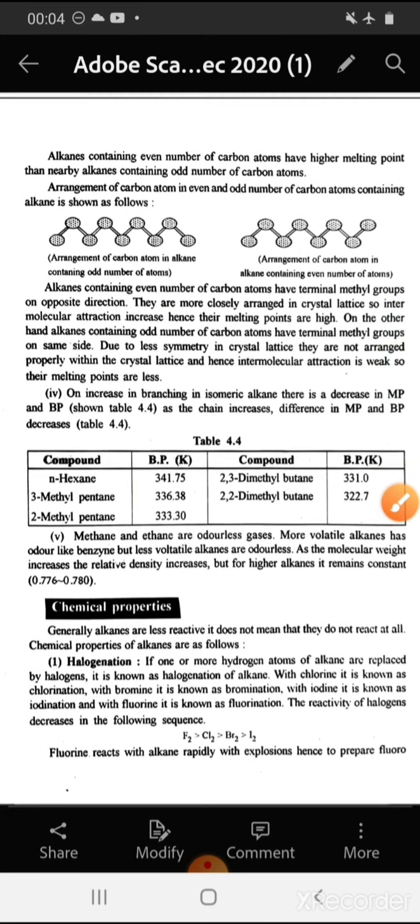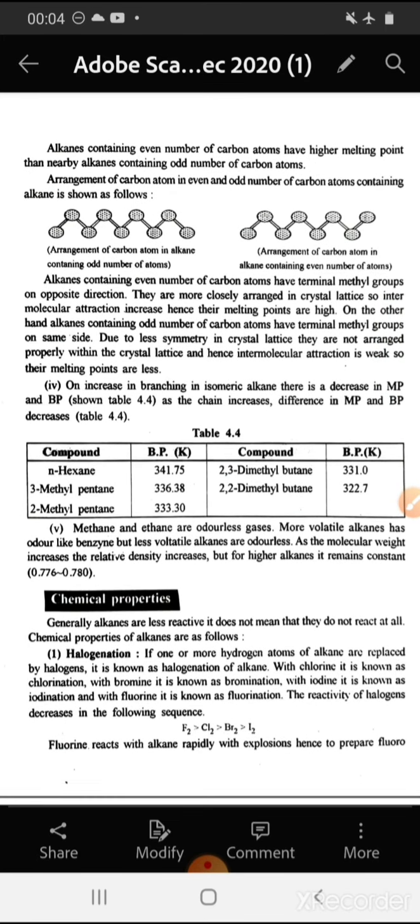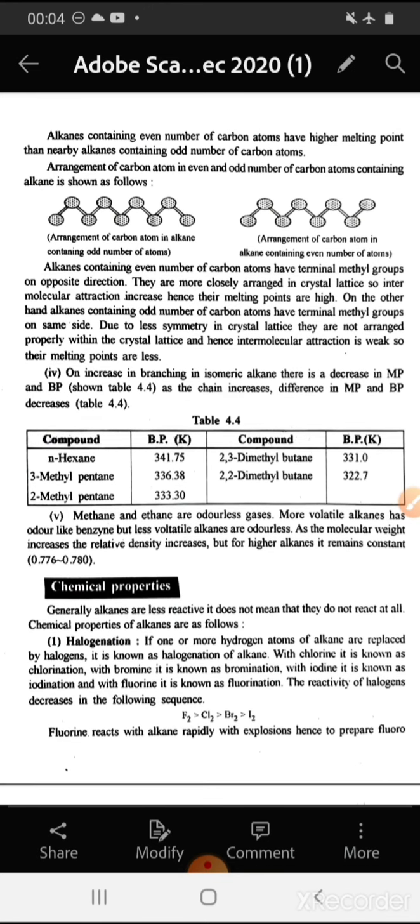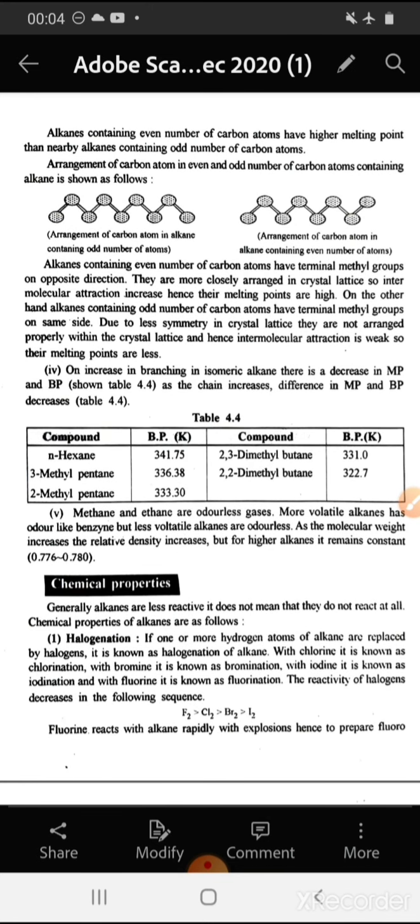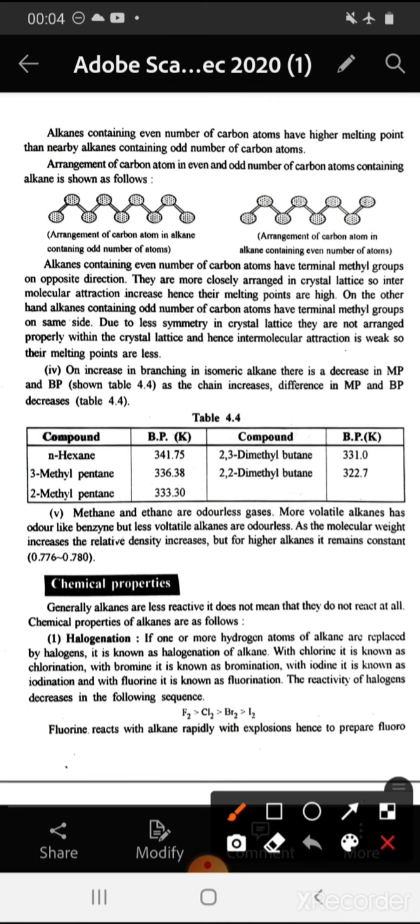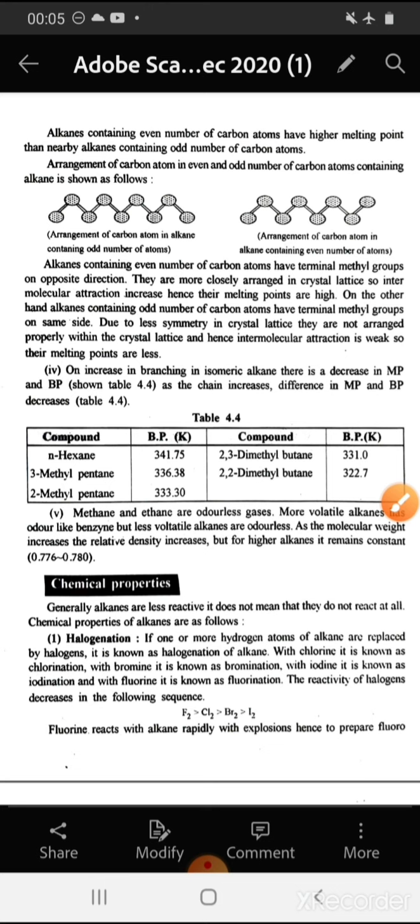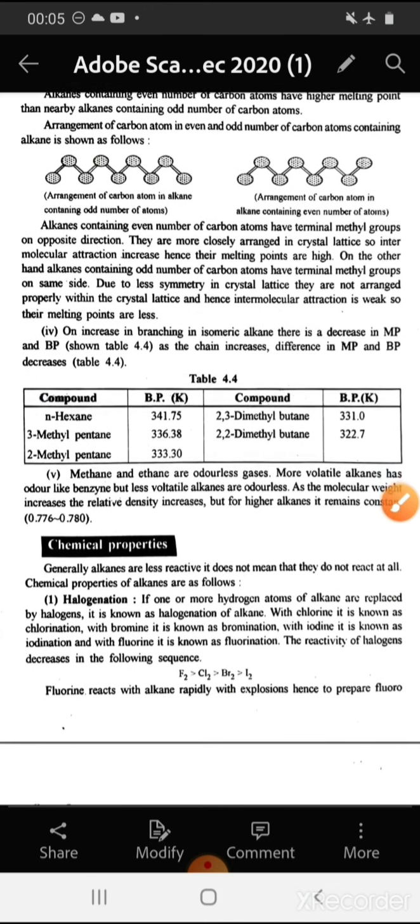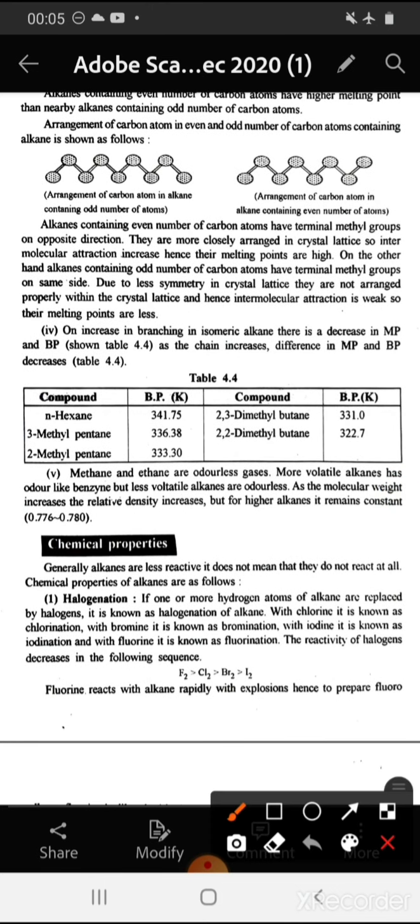Alkanes containing even number of carbon atoms have higher melting points than nearby alkanes containing odd number of carbon atoms. Arrangement of carbon atoms in even and odd number of carbon atoms containing alkane is shown as follows. This is the alkane containing odd number of carbon atoms, and this is the arrangement of the alkanes containing even number of carbon atoms. Alkanes containing even number of carbon atoms have terminal methyl groups in opposite directions.